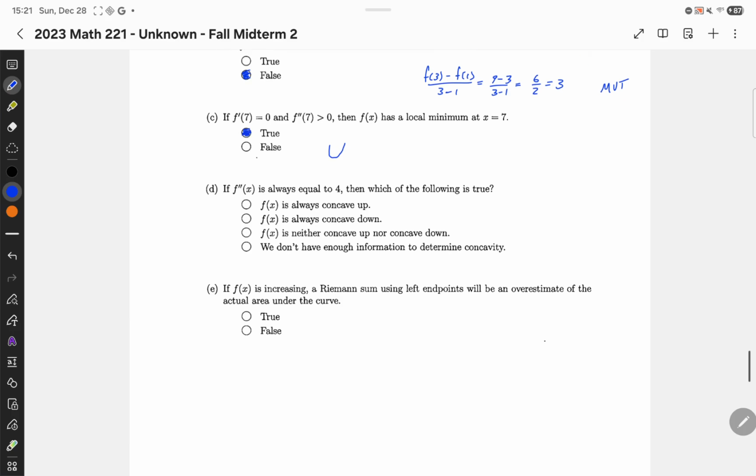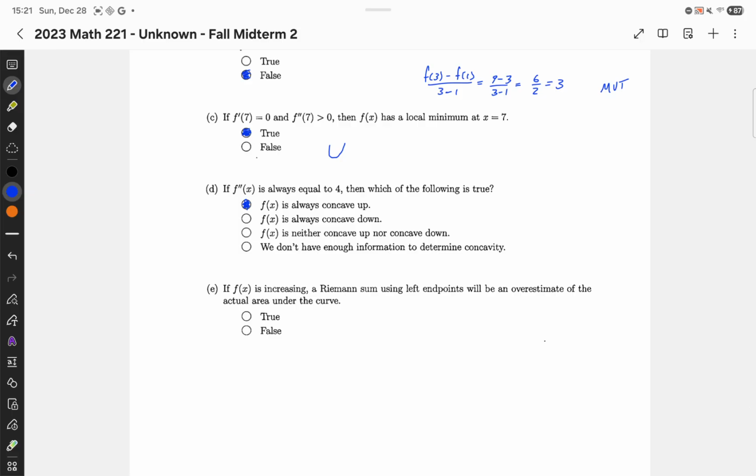Right. Next up, we have that if f double prime of x is always equal to 4, then which of the following is true? So f double prime of x always being equal to 4, well, that tells us that f double prime is always greater than 0. So in other words, f of x is always concave up. Because remember, it's concave up whenever the second derivative is greater than 0.